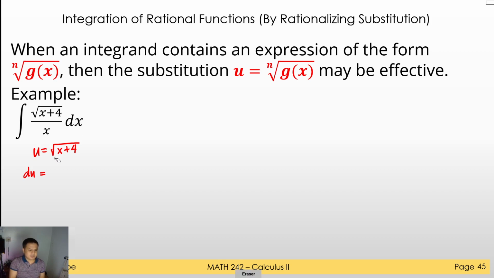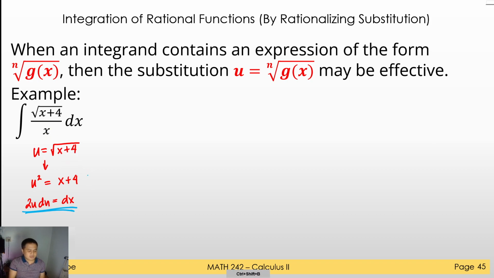Oh, I forgot about this. So what you can do here is square both sides, so you have u squared is equal to x plus 4, right? If you find the derivative of this, you have 2u du is equal to dx. So using this, you can change this one, and you can also change this one.